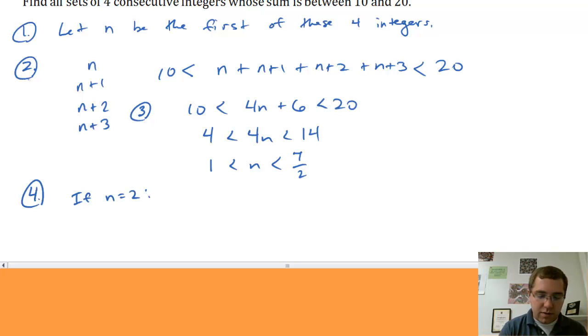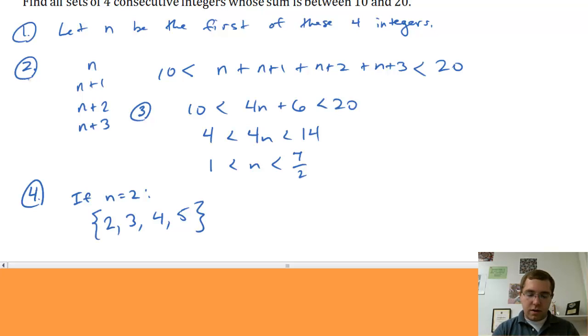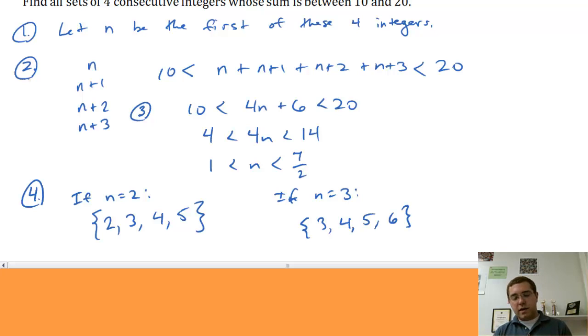If n equals 2, then my numbers are 2, 3, 4, and 5. And let's check that. If I add that up, 2 plus 3 is 5, plus 4 is 9, plus 5 is 14, and 14 is between 10 and 20. Excellent. So that's one set of solutions. The other set if n is 3. And that's going to give me 3, 4, 5, and 6. Let's check it. 3 plus 4 is 7, plus 5 is 12, plus 6 is 18, and 18 is a number between 10 and 20. That works. Good.